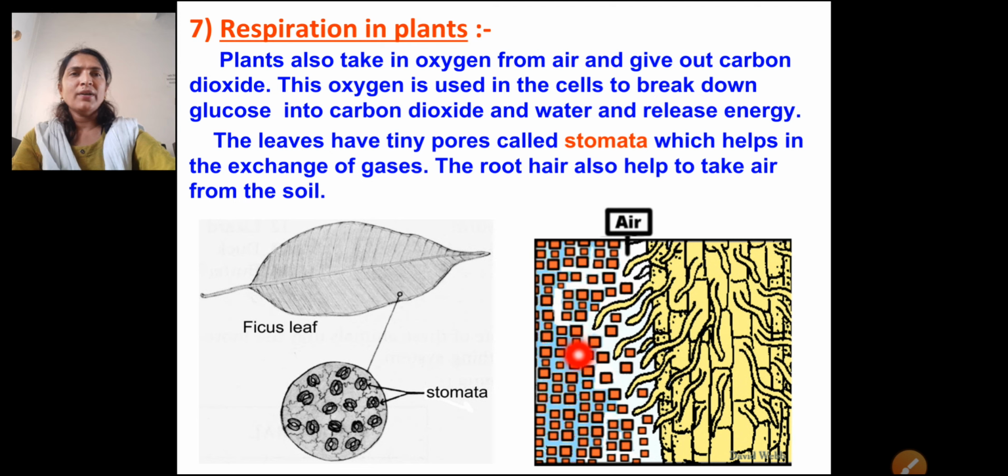These are the soil particles, and in the soil, if you see, there is a gap, a space. In the space air is present, and this root hair takes this air inside the plant body. And the stomata also help to take air in the leaf, and from the leaf it gets transferred to all the cells of the body.